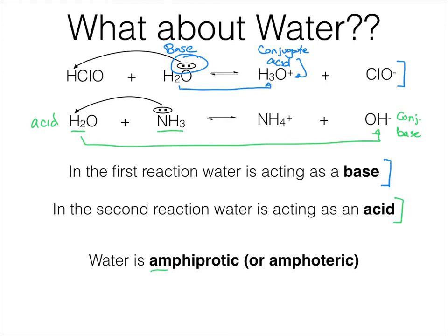Species that can behave as both acids and bases are known as amphiprotic or amphoteric species. So amphiprotic or amphoteric species are both acids and bases. When we get a species that is amphiprotic, we have to treat it as both an acid and a base, and that's going to affect our calculations down the road. We'll get there later in this chapter.